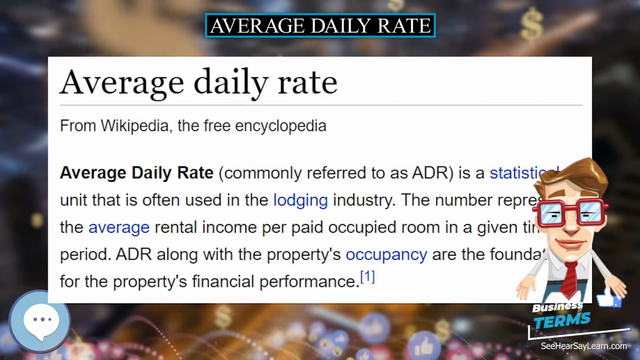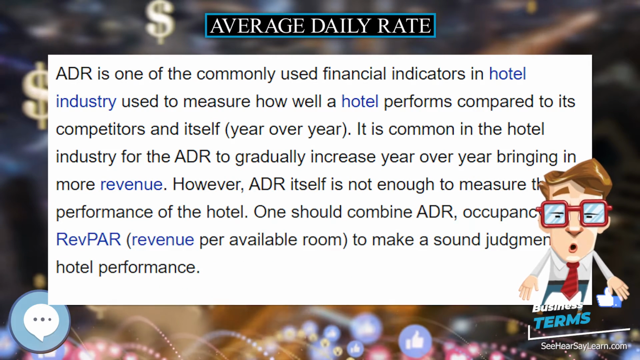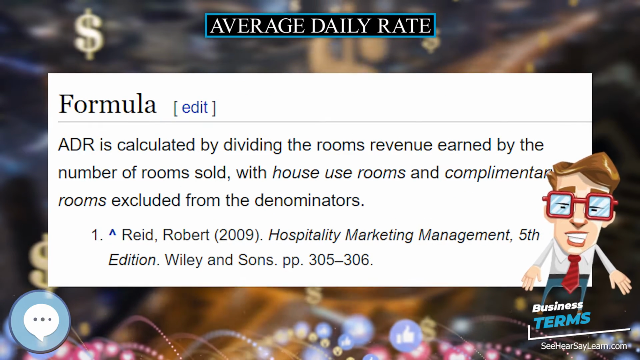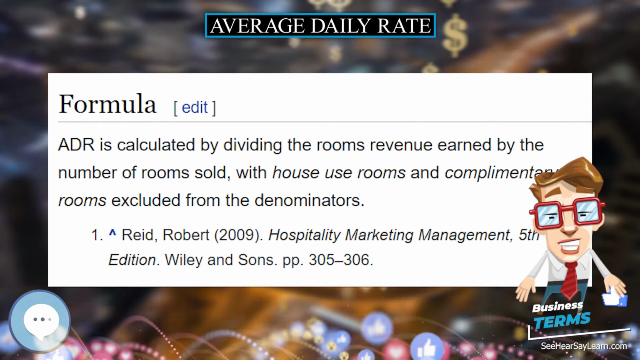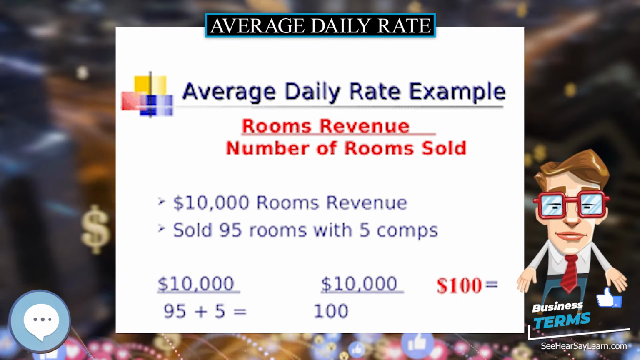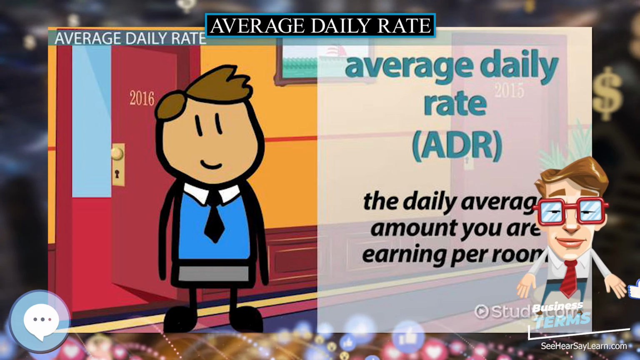Average daily rate. Average daily rate, commonly referred to as ADR, is a statistical unit that is often used in the lodging industry. The number represents the average rental income per paid occupied room in a given time period. ADR along with the property's occupancy are the foundations for the property's financial performance.